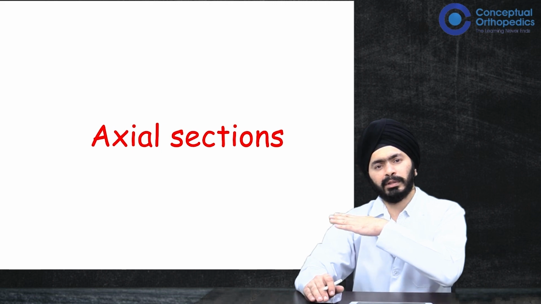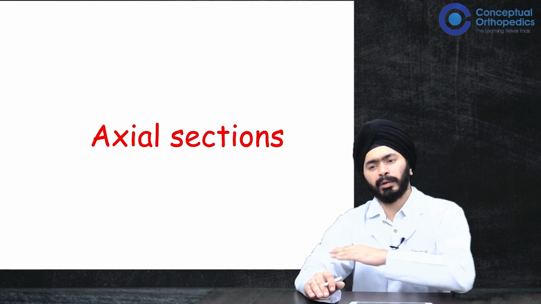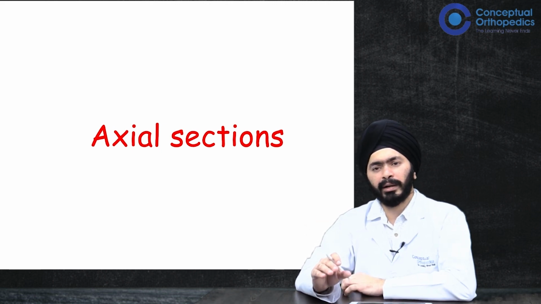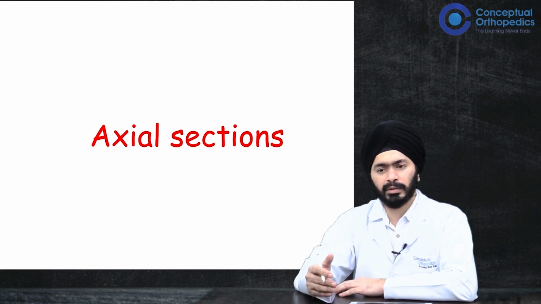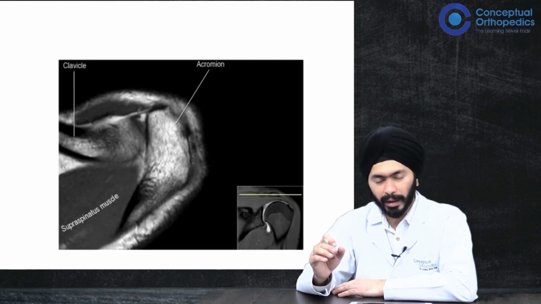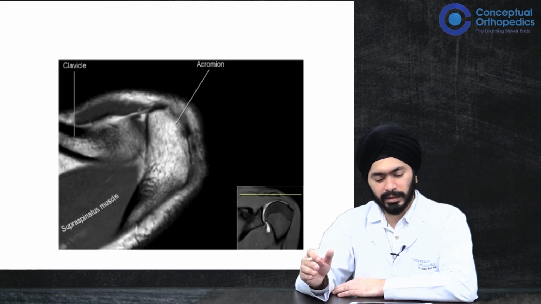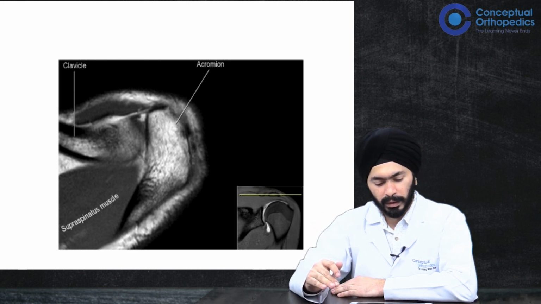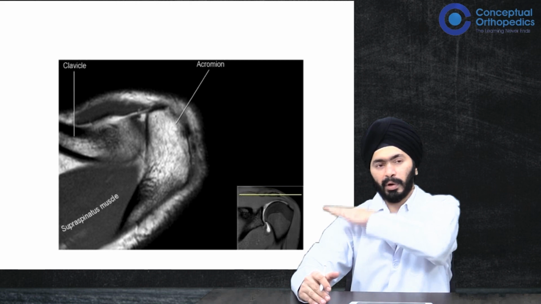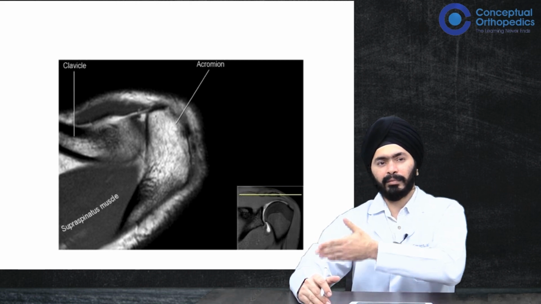So axial images usually will start from top to bottom. What will help you identify whether these are the upper sections or the lower sections, and which is anterior and what is posterior? If you see the acromion, the AC joint and the clavicle in the first section, you are going from top to bottom. Now if you are going from top to bottom, what is anterior and what is posterior?